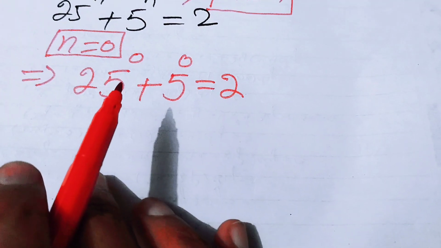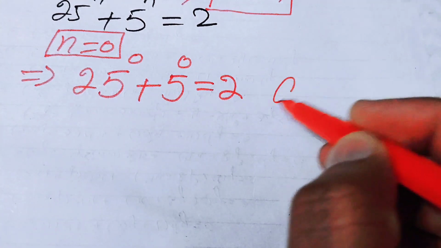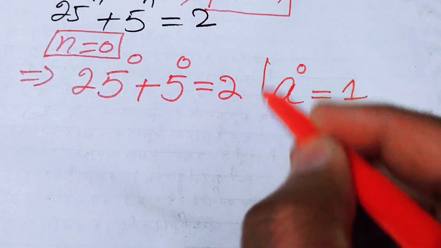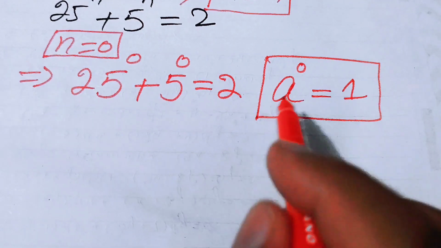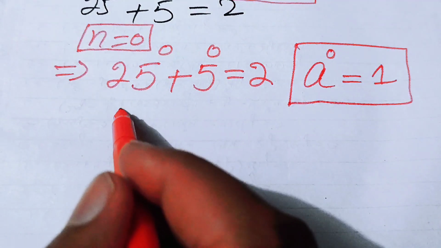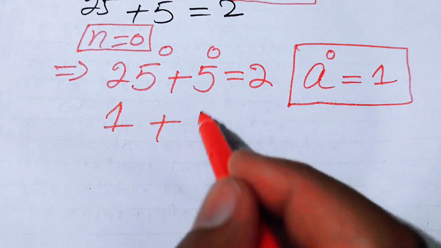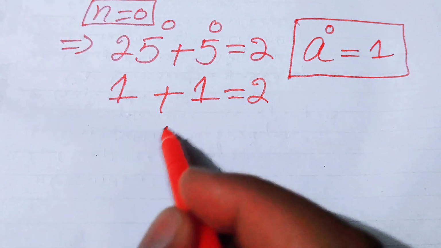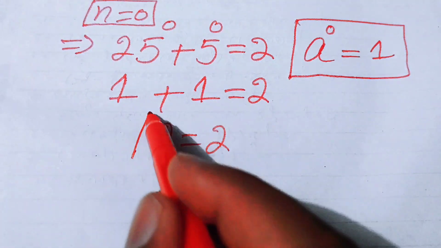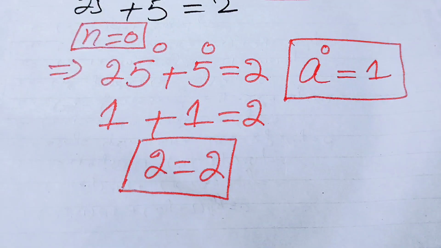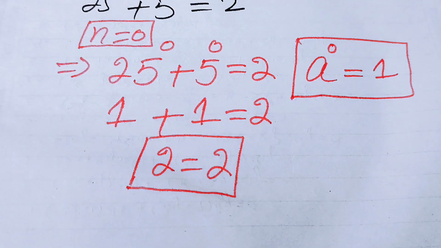Now we can use another exponential law. You know that if you have something to the power 0, it is equal to 1. According to this law, 25 to the power of 0 is equal to 1, and 5 to the power of 0 is also equal to 1, and the whole is equal to 2. Here you have 1 plus 1, which is 2, equal to 2. So this shows that n is equal to 0 is the only solution of the given problem. This is our final answer.